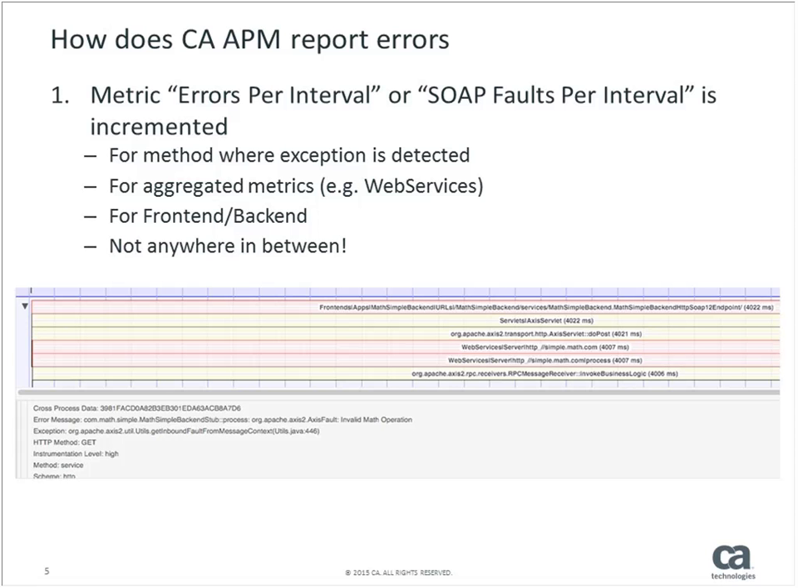So on the bottom half of this slide, you see a transaction trace snapshot, and transaction traces will be highlighted in red for those methods where an error has occurred. So you see at the top we have front end. So if an error occurs, it will be aggregated at the front end level. And you see down below we have 2 lines for web services, and one with just simpleMath.com, just the namespace, and one with simpleMath.com/process, the namespace and the operation name.